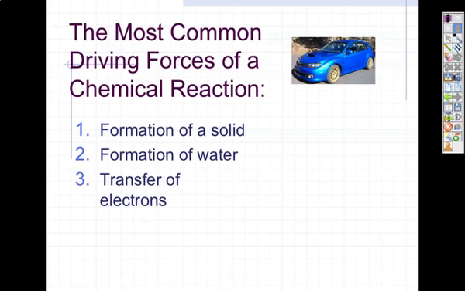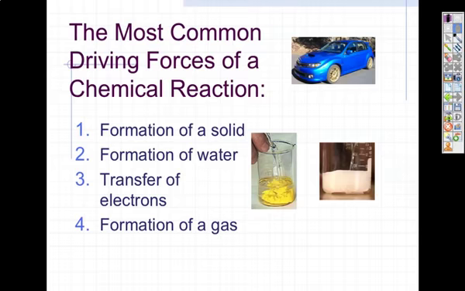Transferring of electrons. This is a redox reaction. Oxidation and reduction is transferring of electrons. And then also formation of a gas. So if it's likely to form a gas, most likely we will have a chemical reaction. And I've just got a couple of pictures there. So this one, I've got a yellow precipitate forming. When I take two clear, colorless liquids and put them together, I get a yellow precipitate. The one on the far side is that baking soda and vinegar creating that gas.